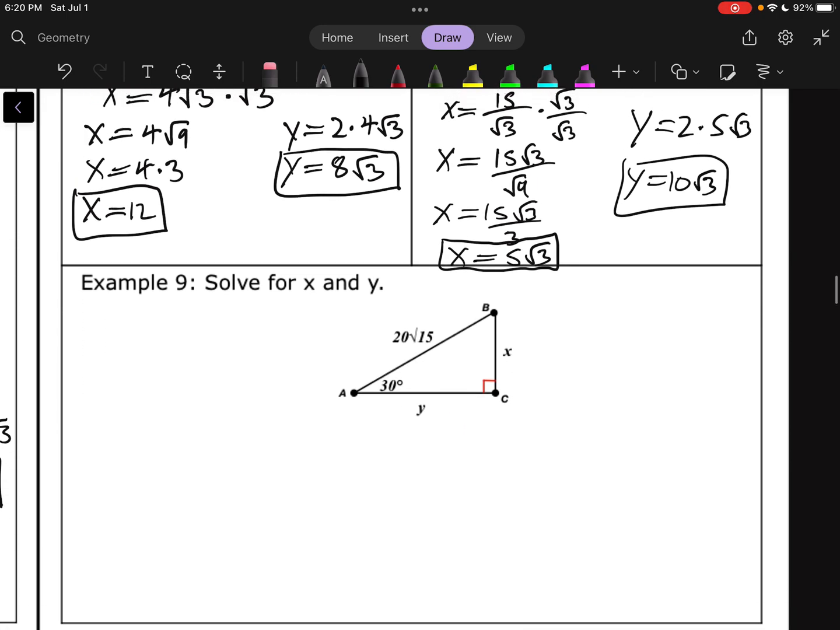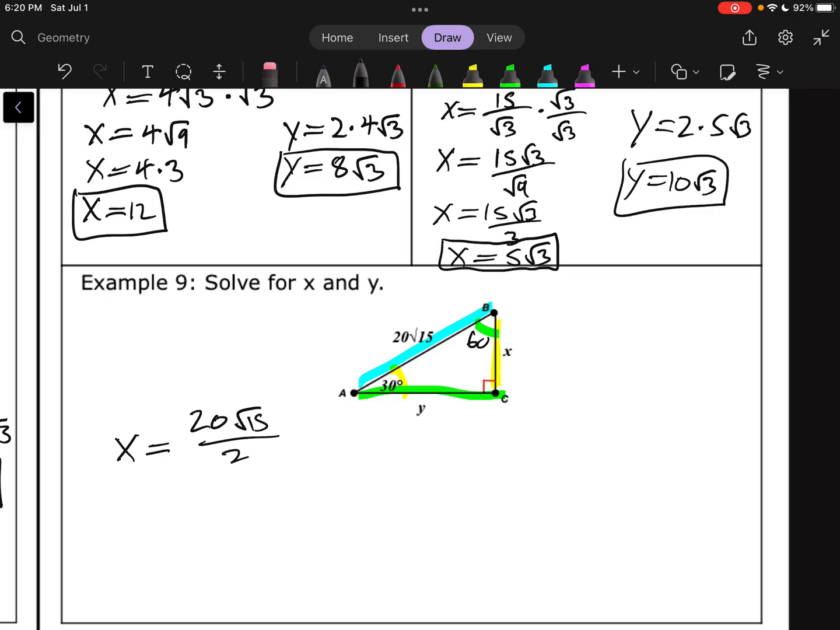Okay, just root 15. That's interesting. A little bit of a weird one here for the last one. We've got a short leg of x, a long leg of y, and a hypotenuse of 20 root 15. Always want to find the short leg first if we can. So let's go ahead and do x, that's the short leg, is equal to the hypotenuse divided by 2. Remember, the hypotenuse divided by 2 is also equal to the short leg.